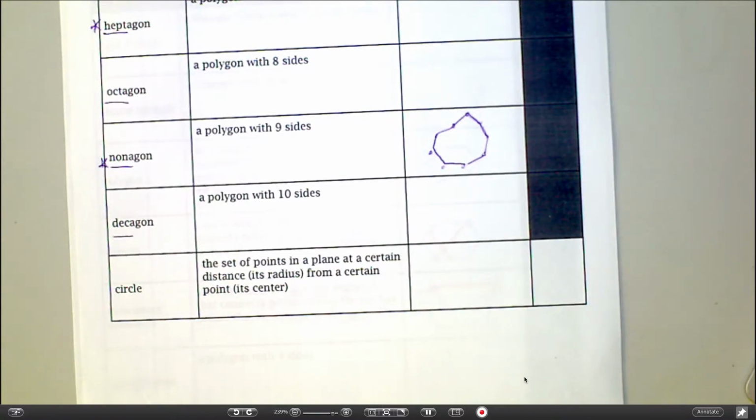All right, what about circle? What did you come up with for definition of circle? I'm really curious about this. What did you write down for definition of circle? Keegan? A shape with no edges or sides. Okay, that is a good start.